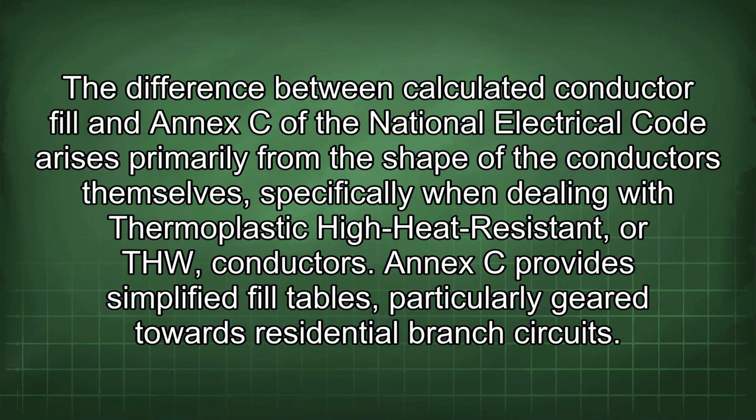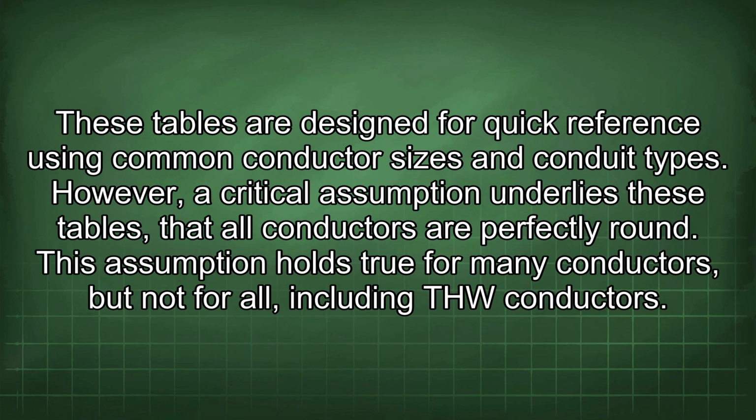The difference between calculated conductor fill and Annex C of the National Electrical Code arises primarily from the shape of the conductors themselves, specifically when dealing with thermoplastic high heat resistant, or THW, conductors. Annex C provides simplified fill tables, particularly geared towards residential branch circuits. These tables are designed for quick reference using common conductor sizes and conduit types.